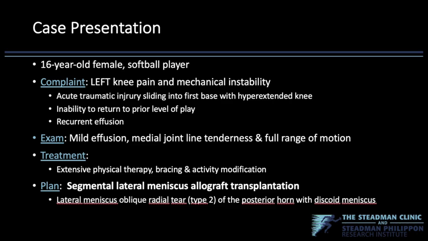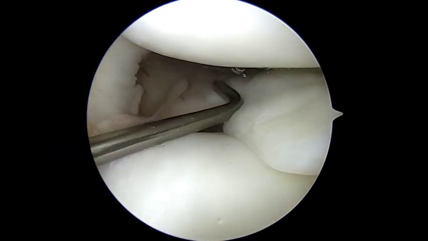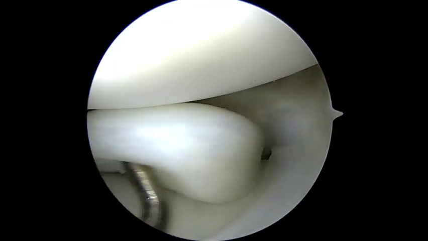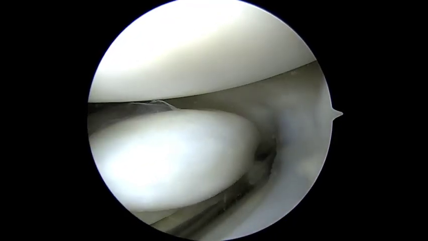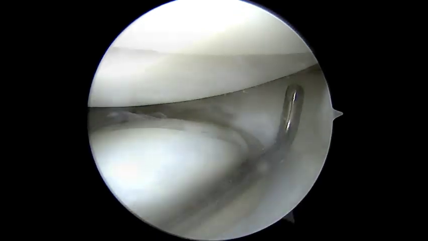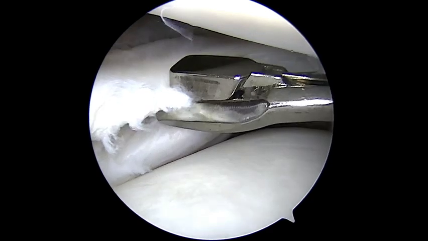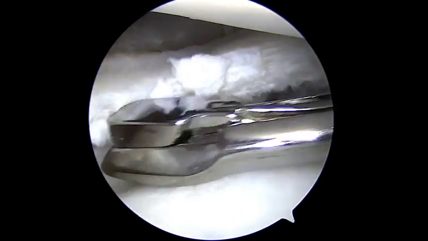meniscal transplantation. An arthroscopic probe is used to assess the instability and tissue quality of the posterior horn lateral meniscus tear, which is noted to be less than 5 millimeters from the root of the lateral meniscus. Furthermore, the lateral meniscus appears to have a discoid appearance, which is unstable upon arthroscopic evaluation with a probe.